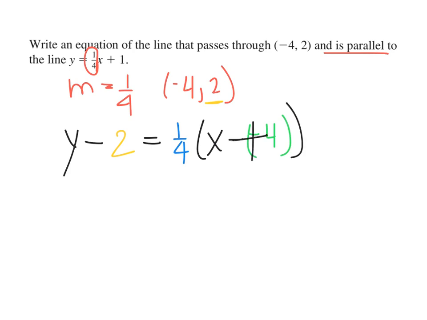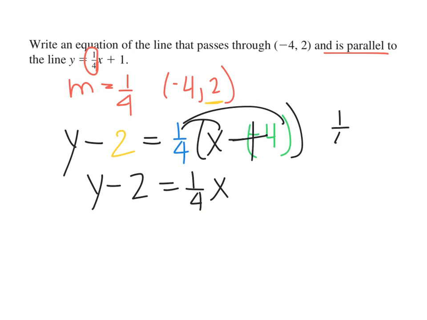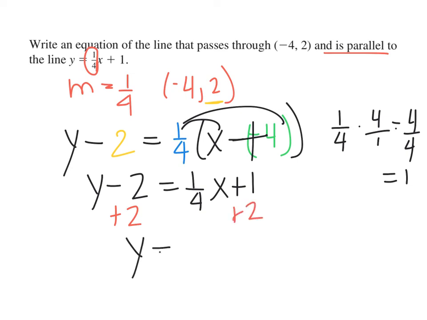and that becomes plus a positive, so y minus 2 equals 1/4 x, distribute the 1/4 times 4 over 1, which is 4 over 4, which equals 1, so plus 1. And then we're going to add 2 to both sides to get y by itself and put it into slope-intercept form. y equals 1/4 x plus 3. So this line is parallel to y equals 1/4 x plus 1 and passes through -4, 2.